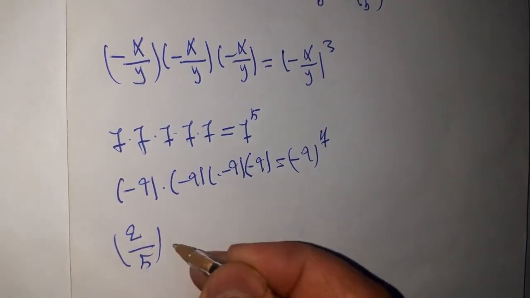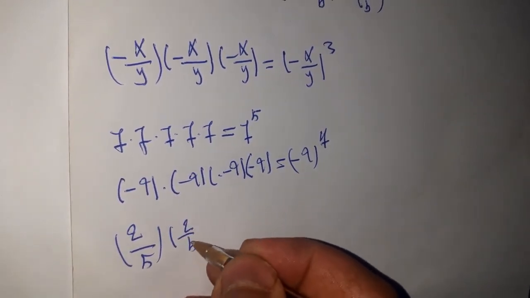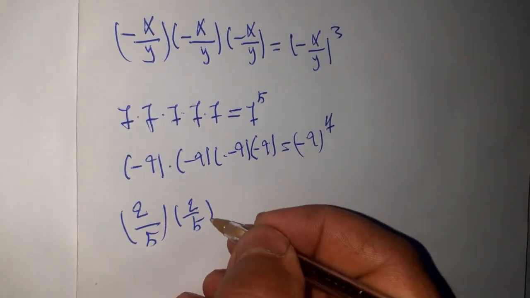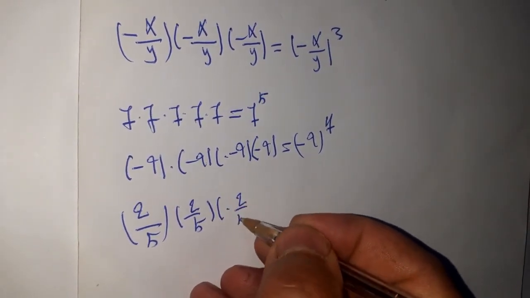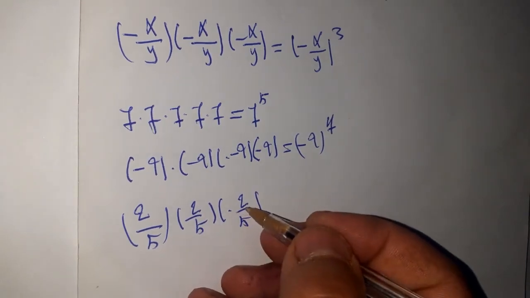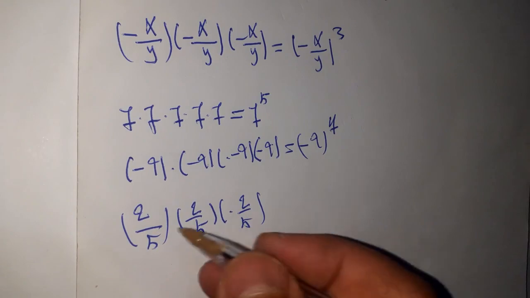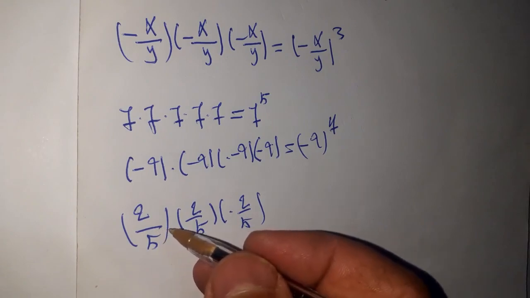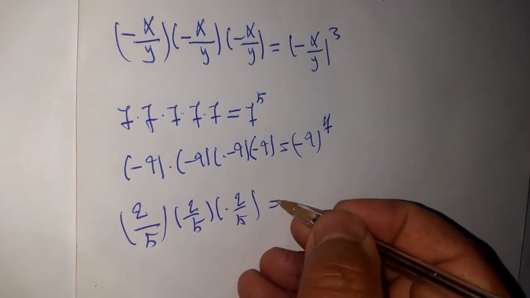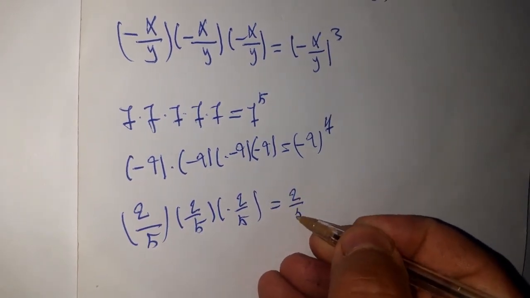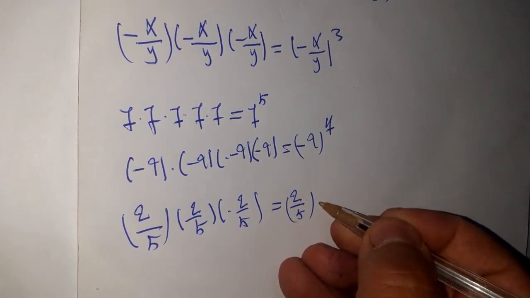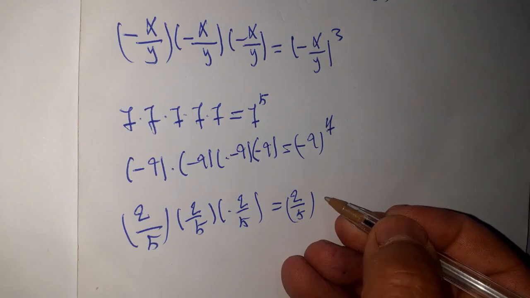Next example, 2 over 5 times 2 over 5 times 2 over 5. 2 over 5 is repeated 3 times, so 2 over 5 is the base and 3 is the exponent or power.